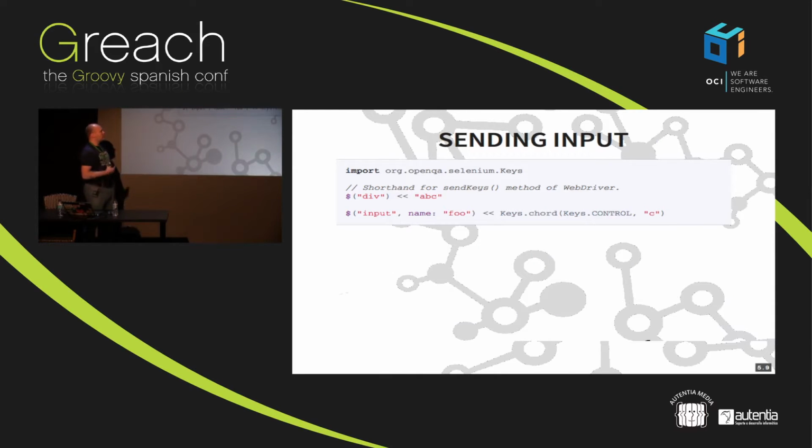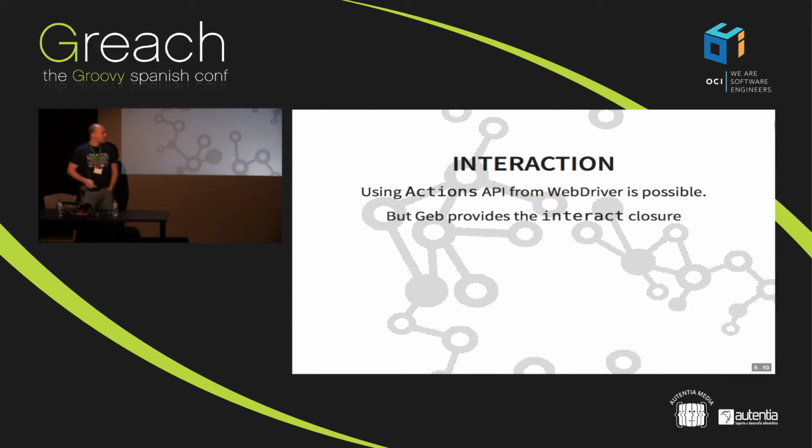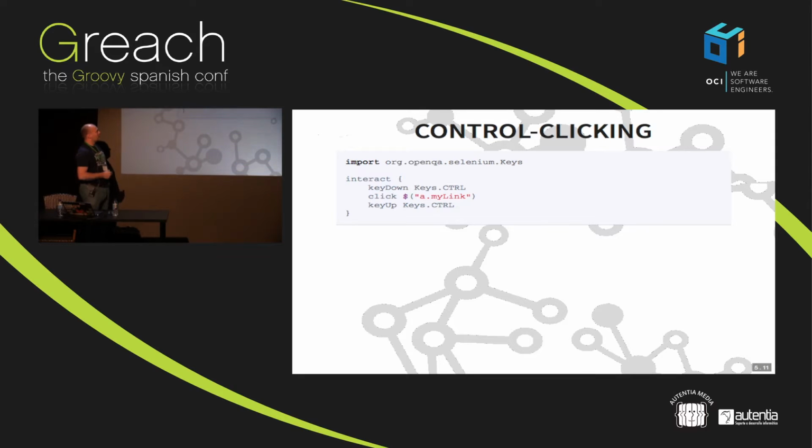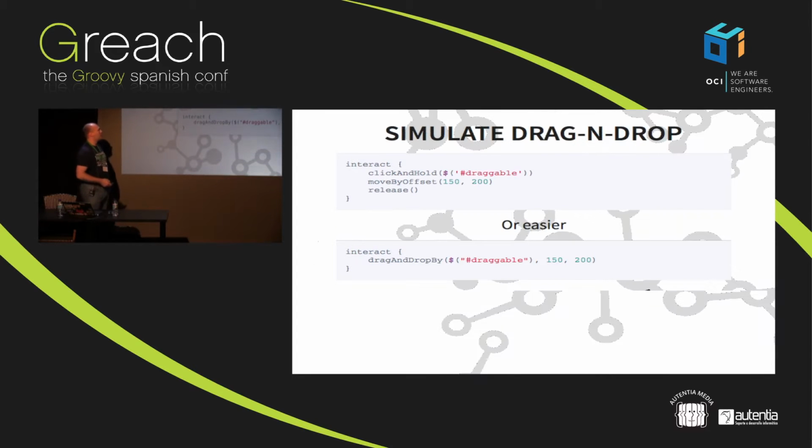For sending input, we used the WebDriver send keys method, but we have a shorthand there. So you can use the WebDriver implementation of this directly, but we have shorthands. Same, we can use WebDriver logic to interact directly, but Geb provides us with some nice closure, so we can do interact. So control click down, click some link, and then release the control keys. This is quite simple, and I like the readability from a point of view.